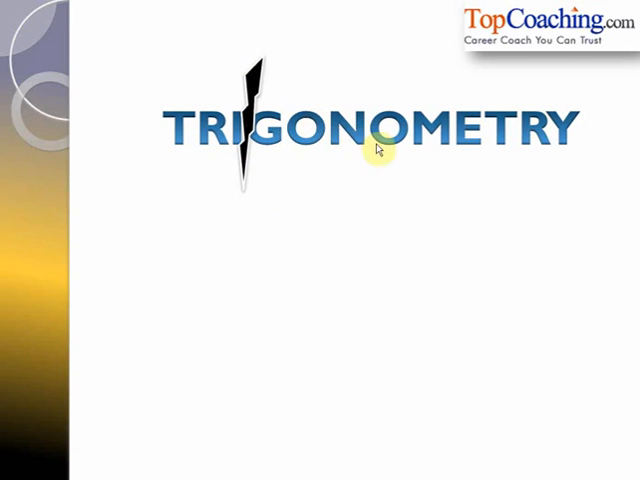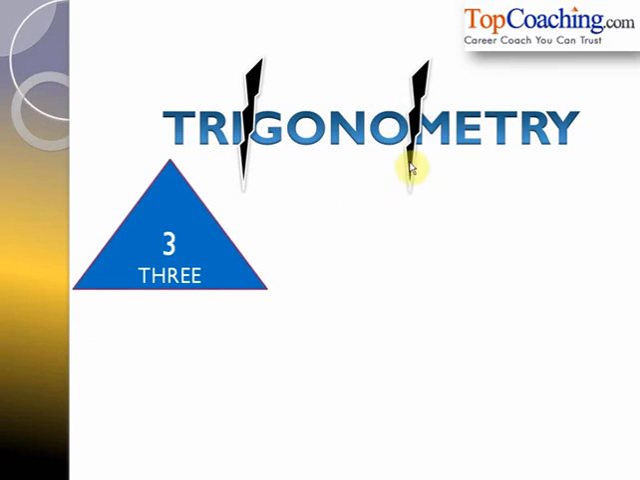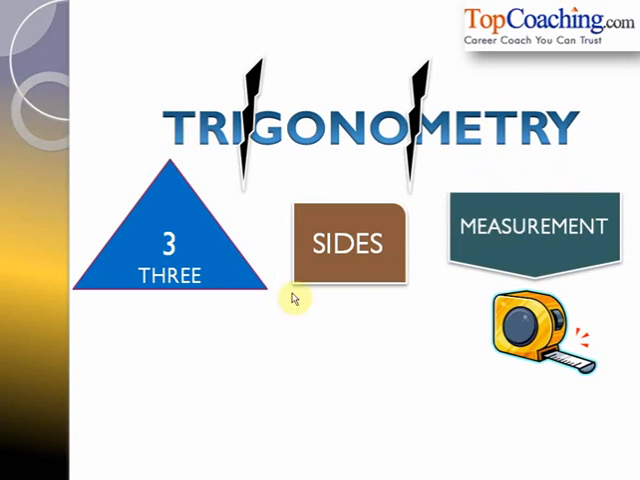We can actually split this word into three parts: tri, gono, and metry. Now what do we mean by tri? Tri means three. What do we mean by gono? Gono means sides, and metry comes from the word metron, and this means measurement. So all these words when combined together is the measurement of three sides. And also we know that a figure with three sides is nothing but a triangle.